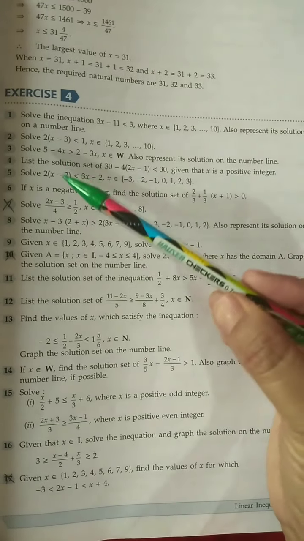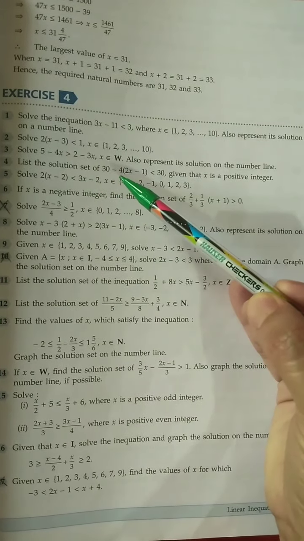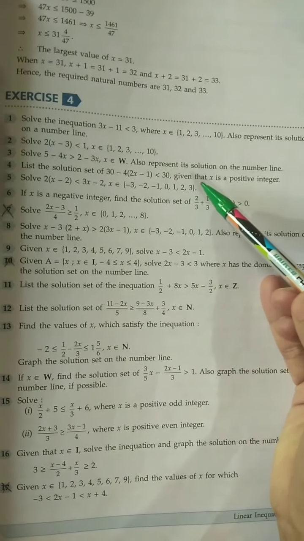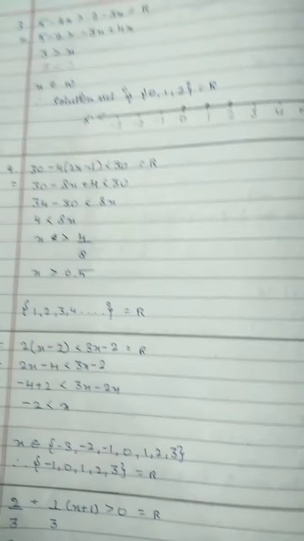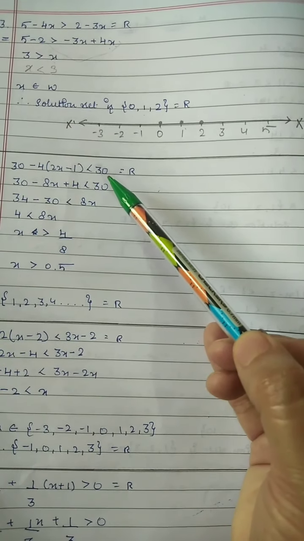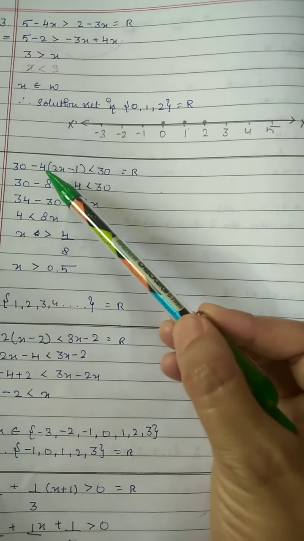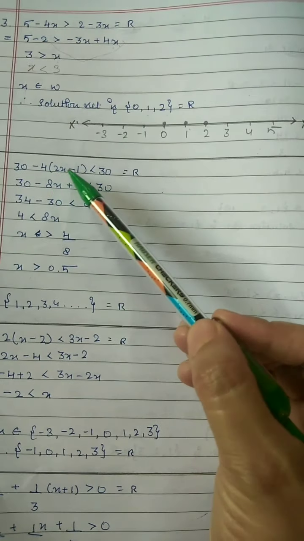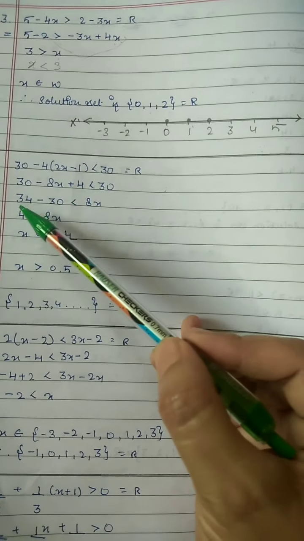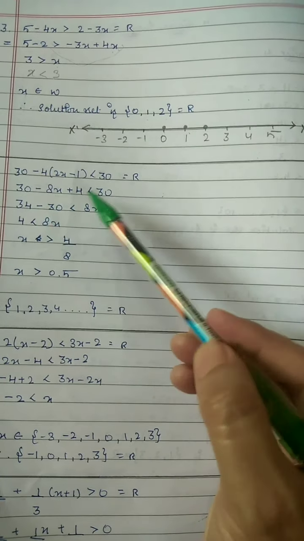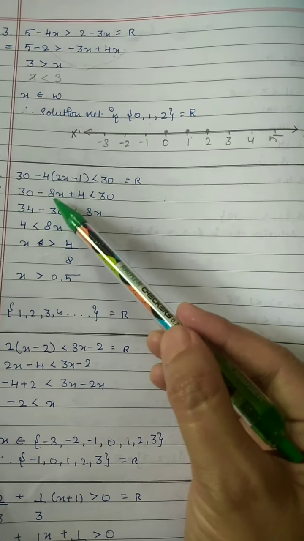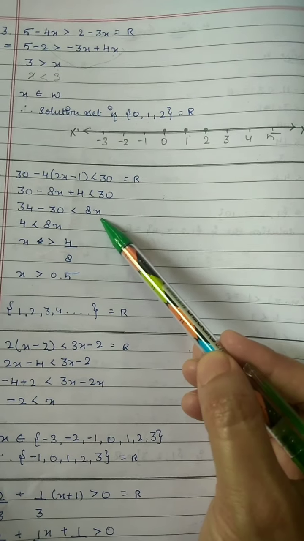Question number 4. List the solution set of 30 minus 4 in bracket 2x minus 1 less than 30, given that x is a positive integer. So 30 minus 4, 2x minus 1 less than 30. First open this bracket, 4 into 2, 8x, minus 4 into minus 1, it will become plus 4. Now 30 plus 4, 34, minus this 30 you can shift to this side, it will become minus 30, and this minus 8x when you shift it to the other side it will become 8x.